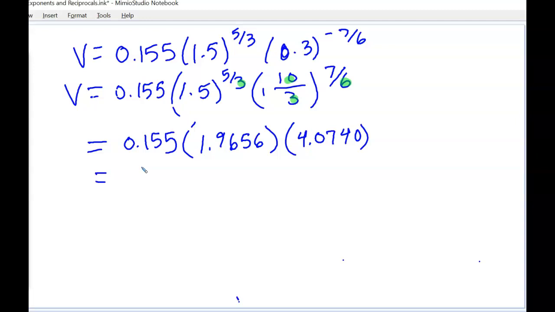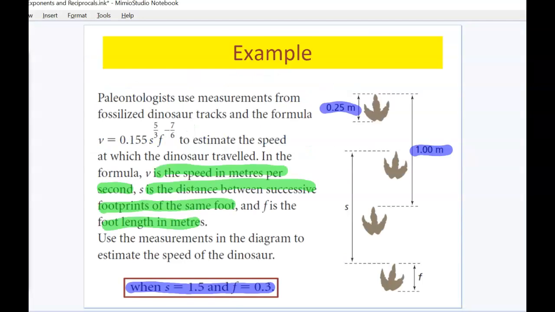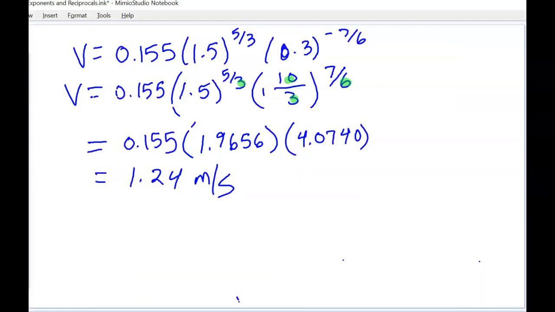Now, if I multiply these all together, 0.155 times 1.9656 times 4.0740. Okay, oh, I made a mistake there on my calculator. Let me try that again. 0.155 times 1.9656 times 4.0740. And this works out to be 1.24, and the velocity was in meters per second. So there's how you use your calculator to help you evaluate some expressions that aren't so easy to evaluate.